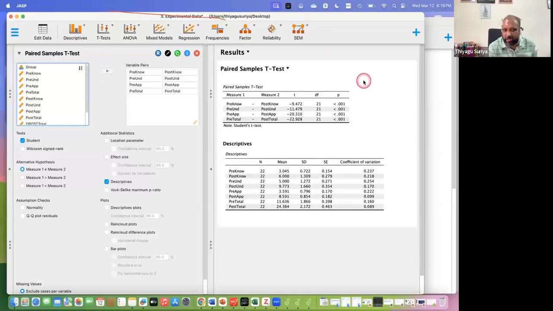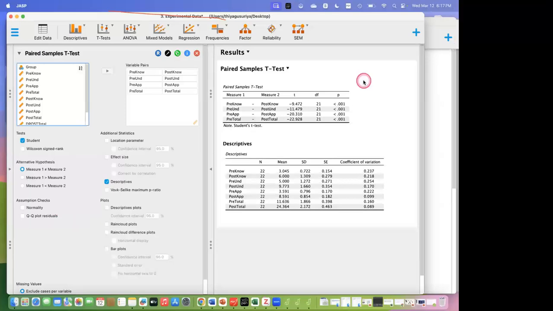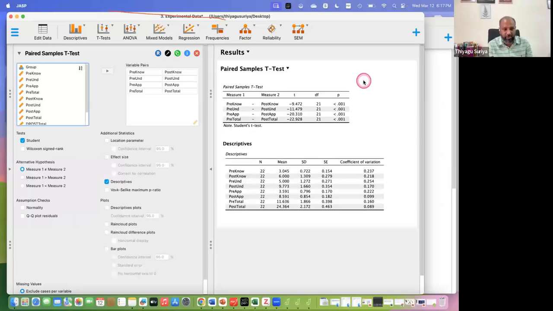You got it? How many groups am I having? Only one group. What is the group name? Control group. It's a control group, right?